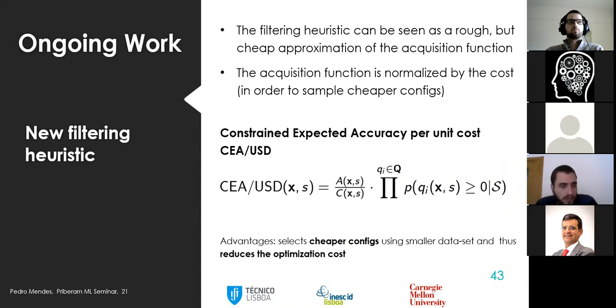We are also developing a new filtering heuristic. The filtering heuristic can be seen as a rough but cheap approximation of the acquisition function. And in the acquisition function, we normalize by the cost in order to sample cheaper configurations. And therefore, we extend the constraint expected accuracy, and we propose a new filtering heuristic called constraint expected accuracy per unit cost, that normalizes the constraint expected accuracy by the cost of testing a configuration. And we see in the results that this way we can select cheaper configurations using smaller data sets and thus reducing the optimization cost.